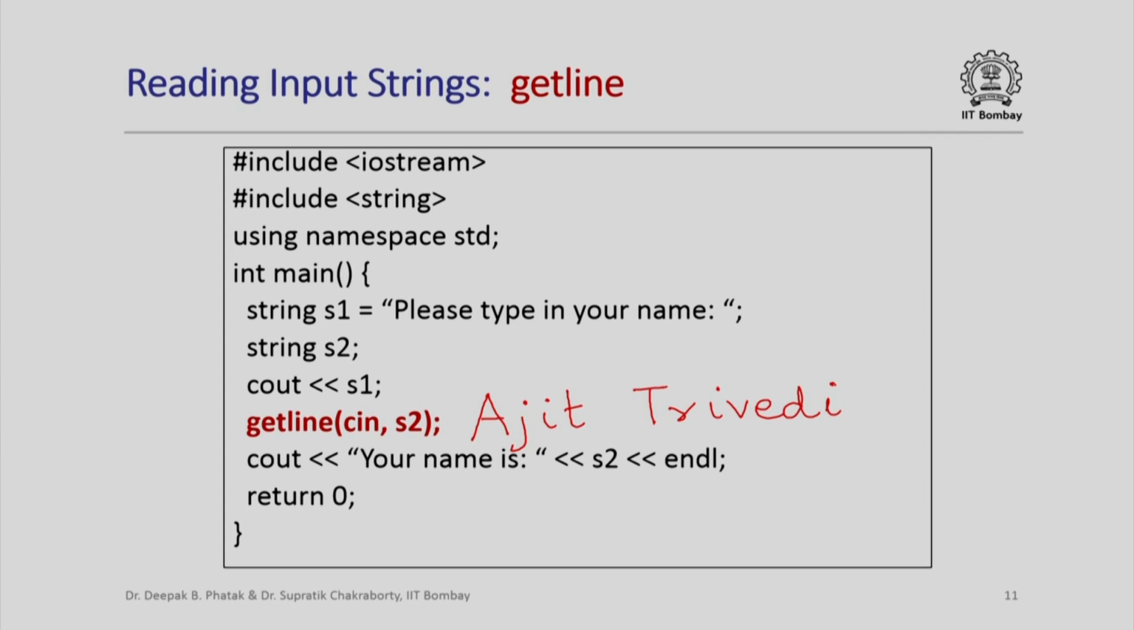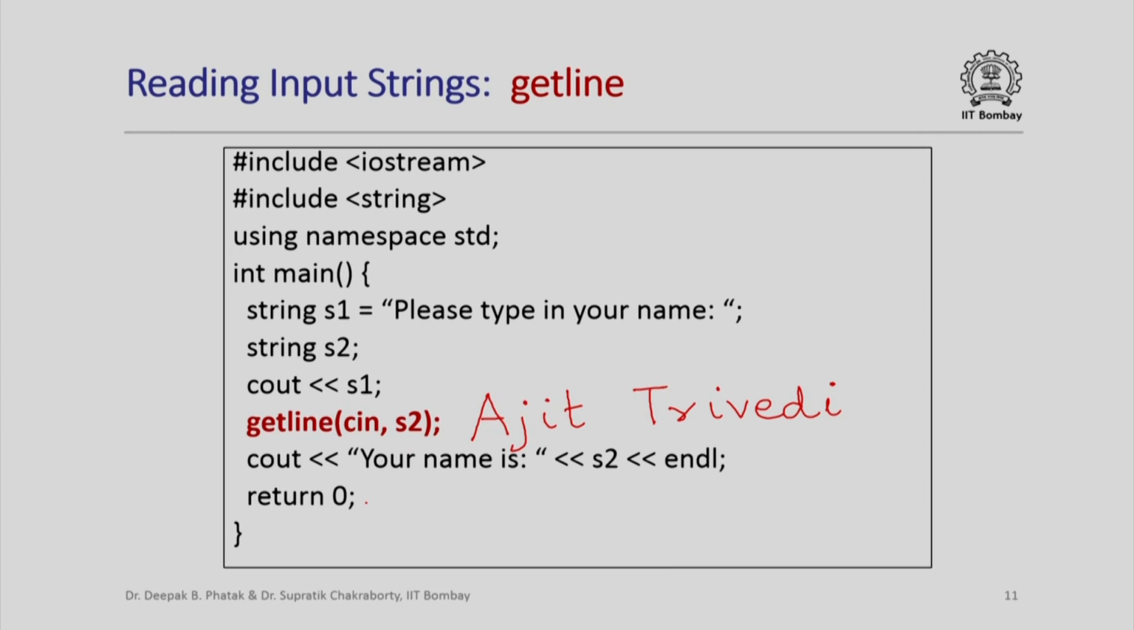Let us say this is what I type in. Now getline is going to read this entire line, Ajit space Trivedi, and suppose I hit enter, or basically have end of line here after Trivedi. So getline cin S2 is actually going to read in the entire line Ajit space Trivedi up to the end of line, and it is going to assign that entire string, including the blank space character, to the object S2 of type string.